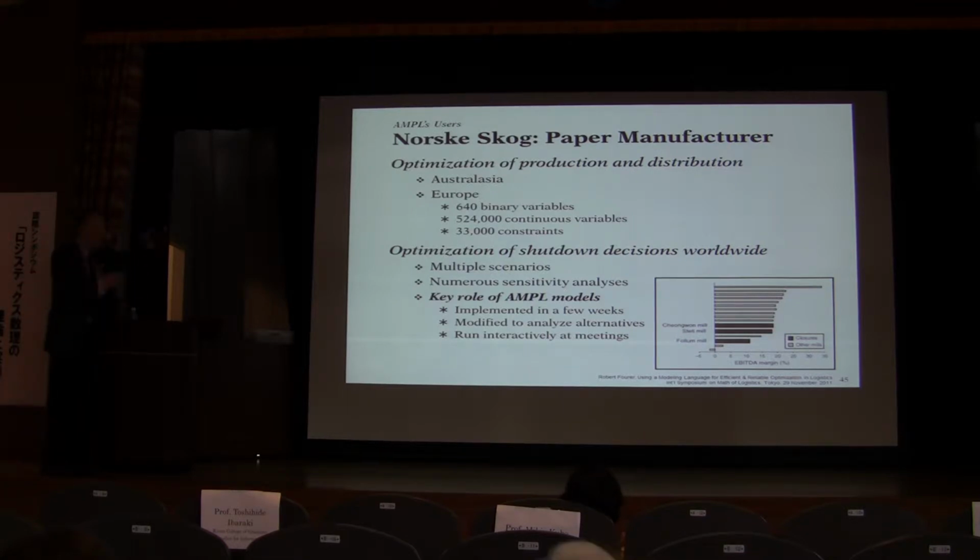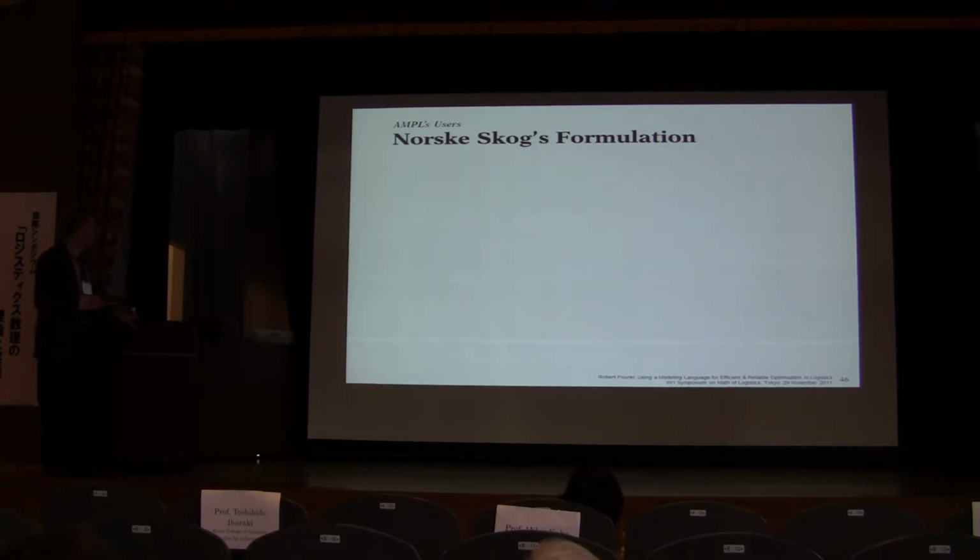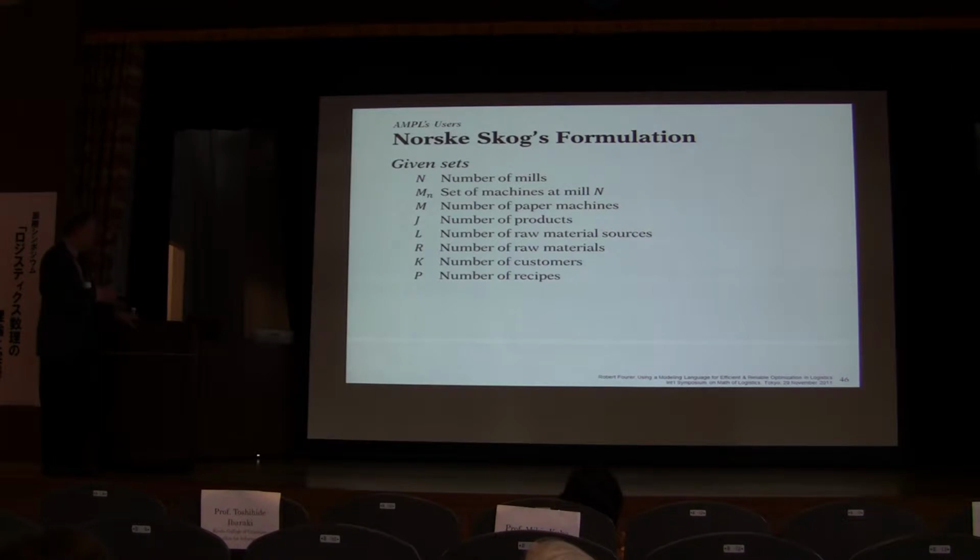Now, how complicated is a global model? Well, it has all these sets. So they just describe their sets in terms of the number. Mills, machines at the mills, paper, okay, total number of paper machines, products, raw material sources, raw materials, customers, and recipes for making paper. There's different kinds of paper they can make. Okay? They had to take all these into account.